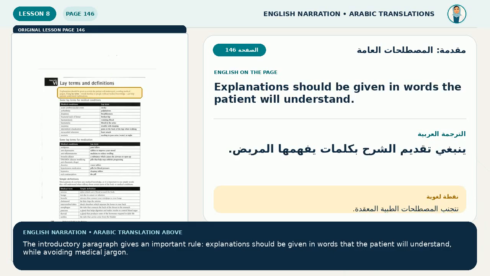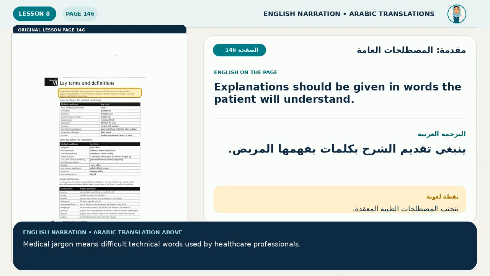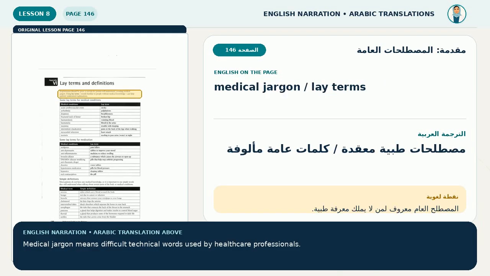The introductory paragraph gives an important rule. Explanations should be given in words that the patient will understand, while avoiding medical jargon. Medical jargon means difficult technical words used by healthcare professionals. Lay terms are words familiar to people without medical knowledge. They help patients understand information, instructions, diagnoses, and treatments.